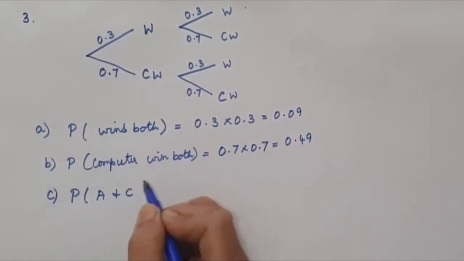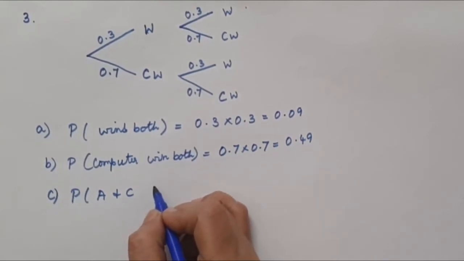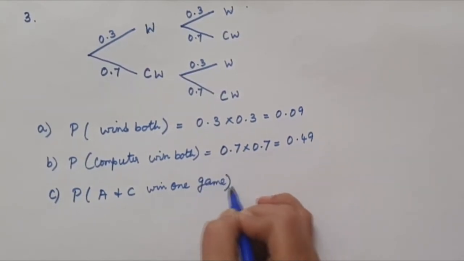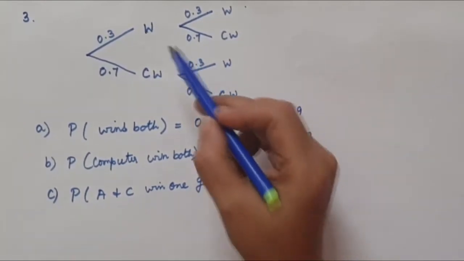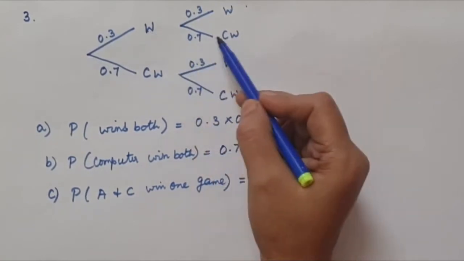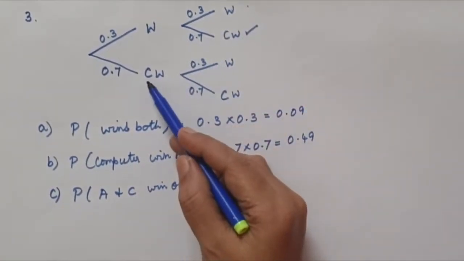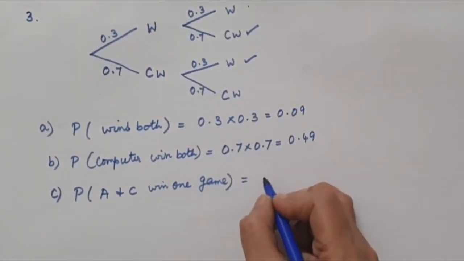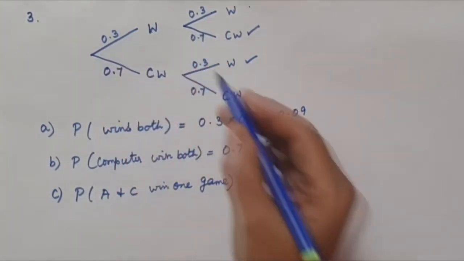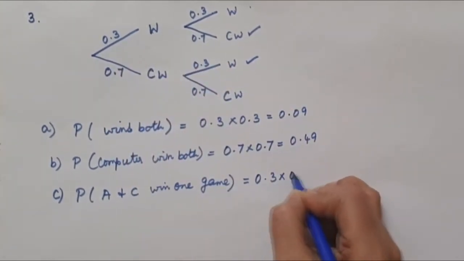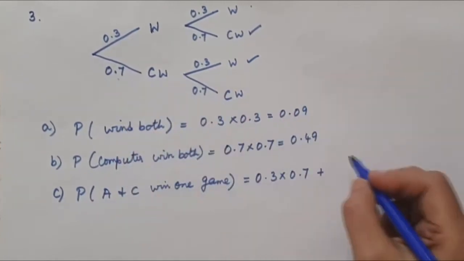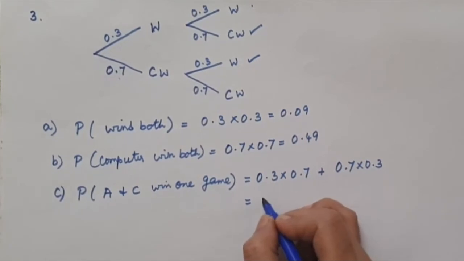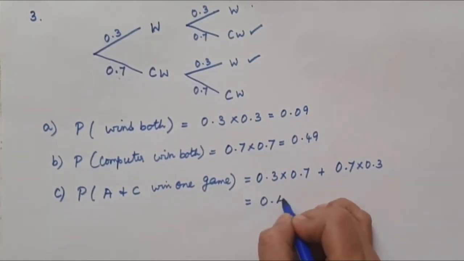Ahmed and the computer win one game. Only one game Ahmed has to win. See here, Ahmed wins one game, computer wins one game. Here computer wins one game, here Ahmed wins one game. So these two branches. It will be this one, 0.3 into 0.7, plus this one is 0.7 into 0.3. When we simplify it, we get our answer as 0.4.